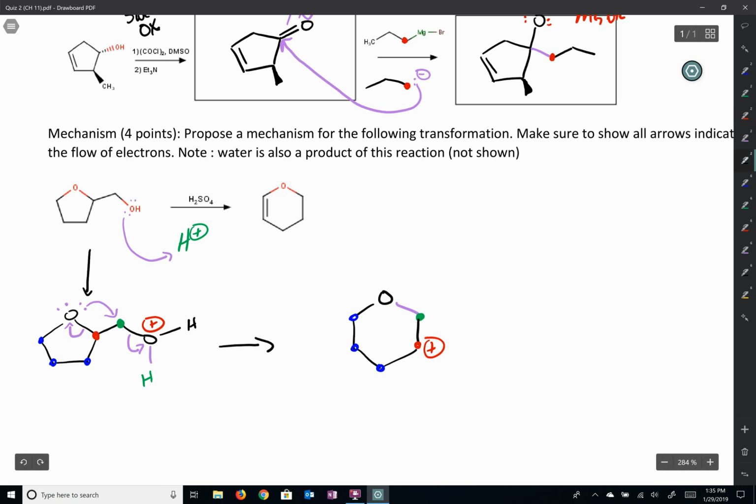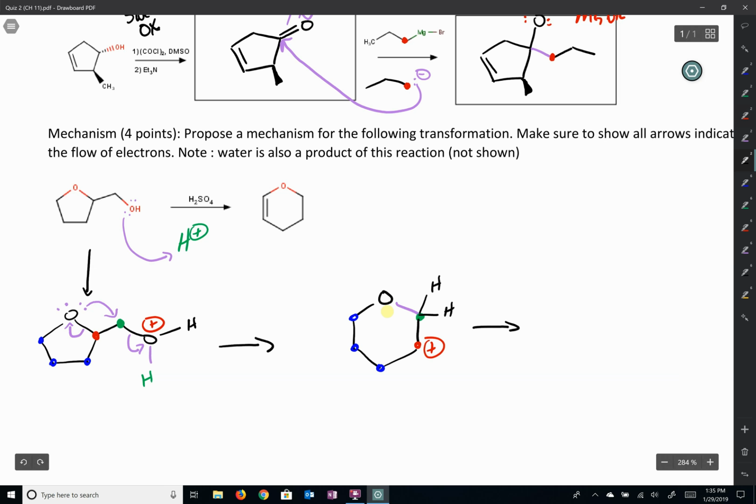Now, there are two approaches you can take at this point. We could rearrange that carbocation over to our green carbon, and that would likely be a possible thing that happens. That wouldn't be a more stable carbocation, though, and for argument's sake, we don't necessarily have to show that. So we'll just finish up this mechanism.